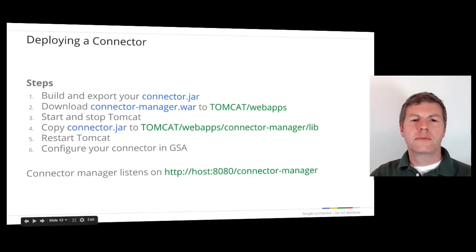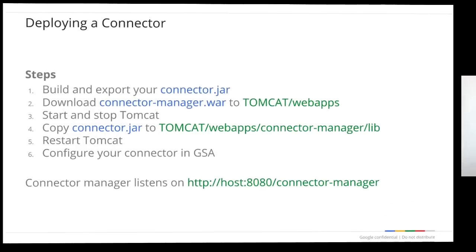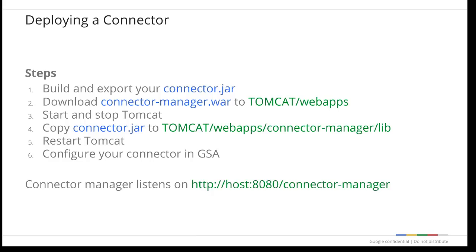To deploy your connector, you'll need to build the jar file containing your connector, then deploy it within a connector manager J2EE web application in Tomcat. The connector manager is itself packaged as a WAR file and will need to be deployed within the Tomcat web apps directory. The connector manager will automatically expand and deploy when you restart Tomcat. By default, Tomcat listens on TCP port 8080. Then, you can configure the connector manager within the GSA. Once you've done this, your connector will be available from the drop-down list for that connector manager within the GSA admin console.